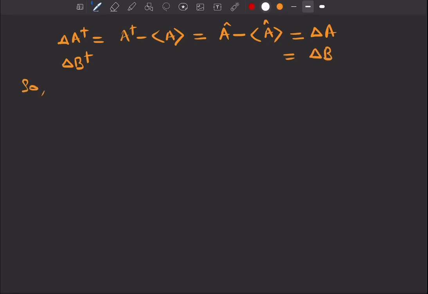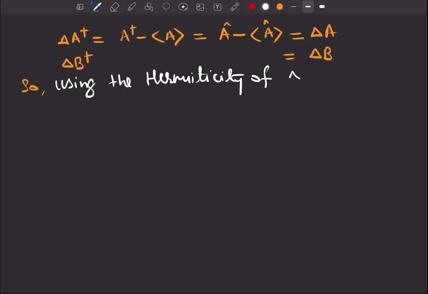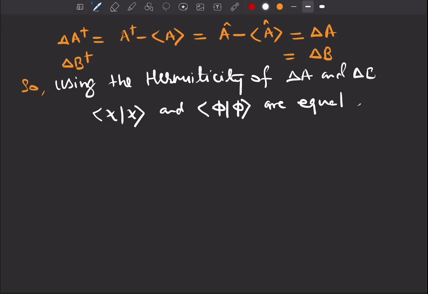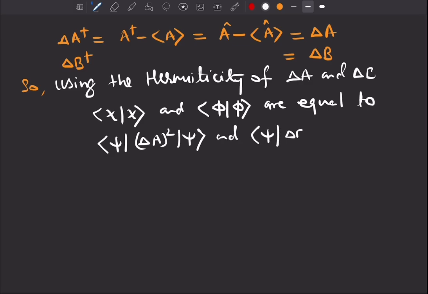So, using the Hermiticity of delta A and delta B, we can verify that these are equal to ket psi delta A whole square plus psi, and ket psi delta B whole square psi, respectively.